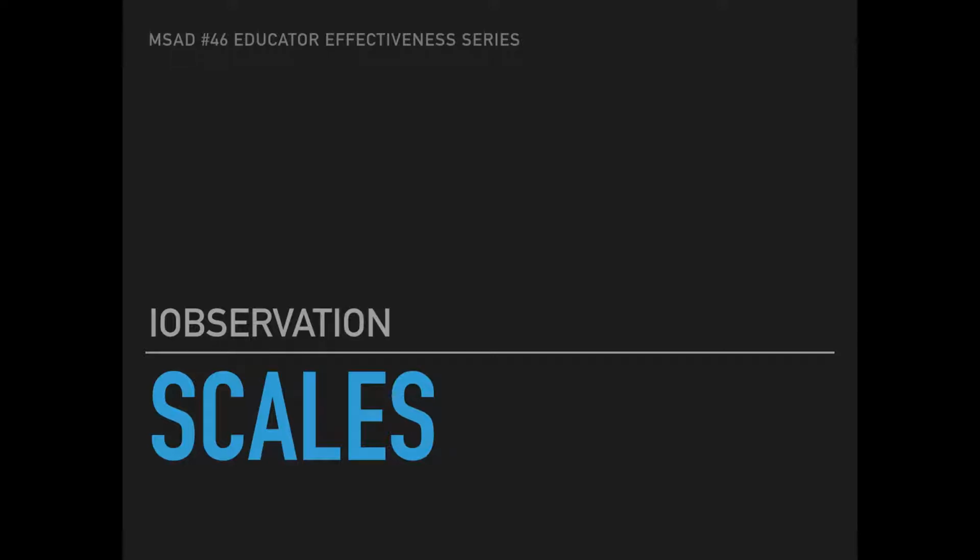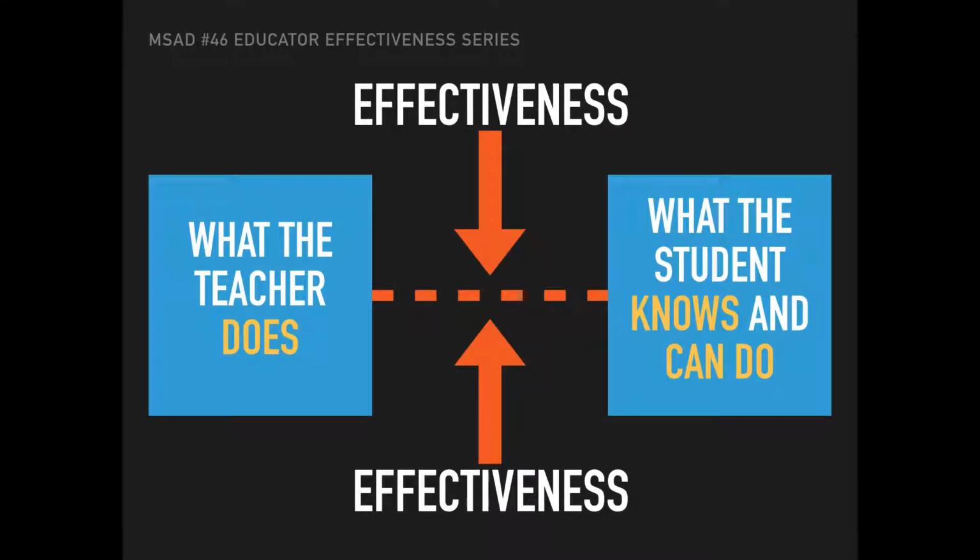This part of the MSAD 46 Educator Effectiveness Series is all about scales. We're going to do a quick dive into how the scales are designed and what the levels of the scales mean, so that when you're doing your self-assessment, you can have a better understanding of where you should be assessing yourself on each element. So as we're talking our teacher evaluation system, educator effectiveness is a reminder.